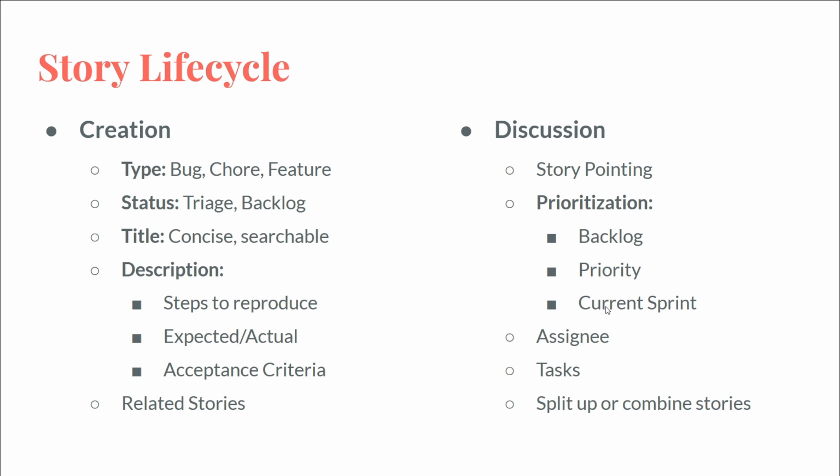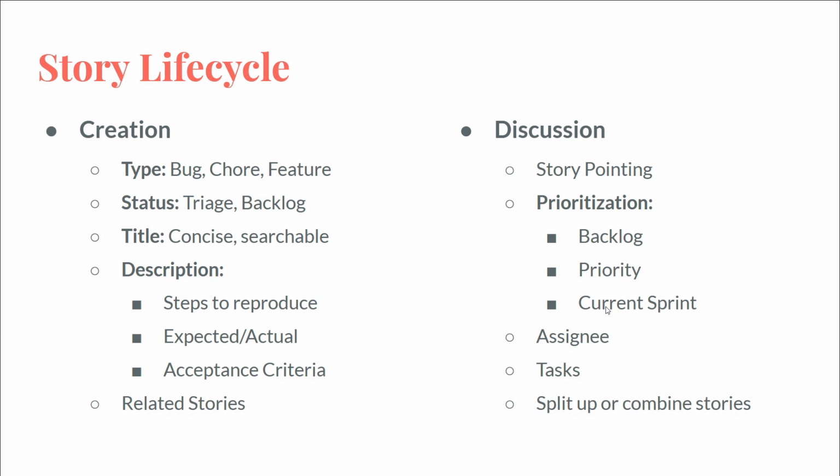It's new work that needs to be done. What status do you put this in? And that could be triage, backlog, current sprint, priority, or in progress. If you find a bug and you know it's going to be really quick and easy to fix, you already started working on it, and now you need to make a ticket for it, you may put it directly to in progress.